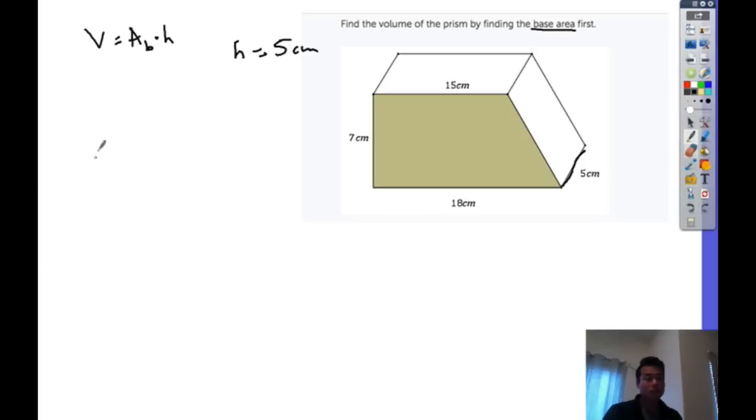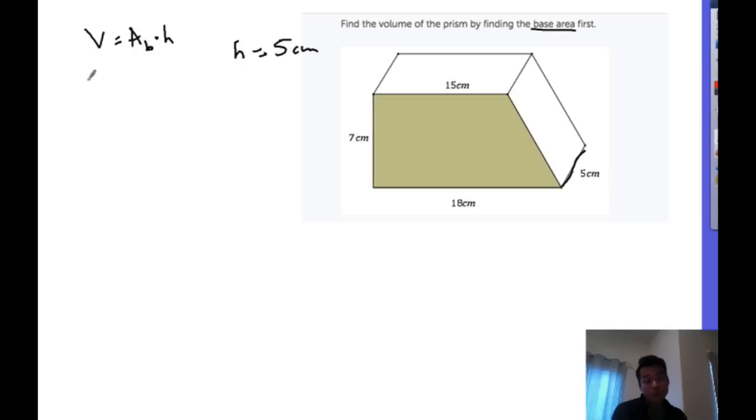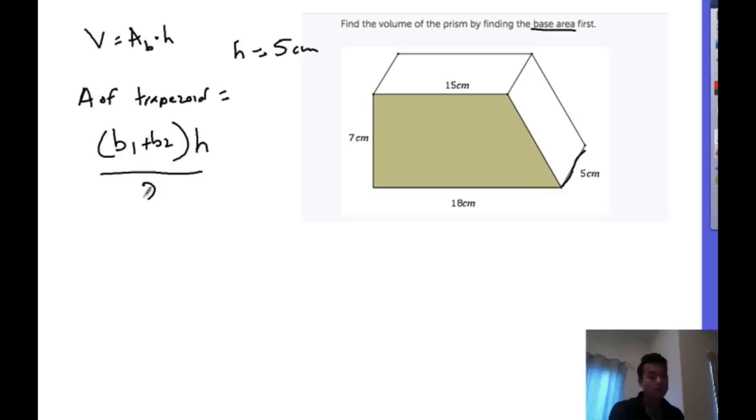Okay, now let's find the area of the trapezoid. If you remember, if you don't, look in your notes, we'll go over more. Area of a trapezoid is equal to base 1 plus base 2 times its height, the height of the trapezoid, not the prism, divided by 2. Base 1 is right here, here's my B1, here's my B2. B1 is 15, base 2 is 18. The height of my trapezoid is 7 centimeters.